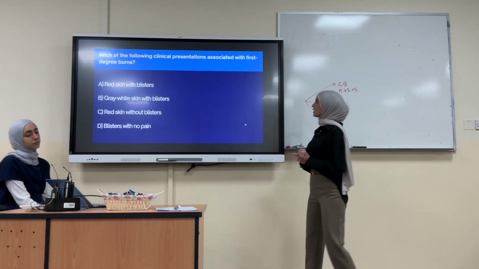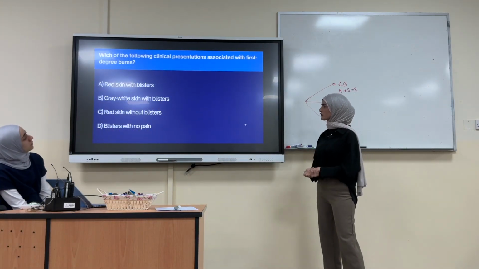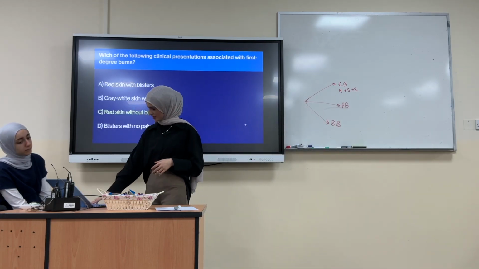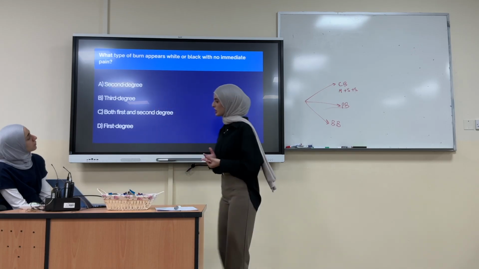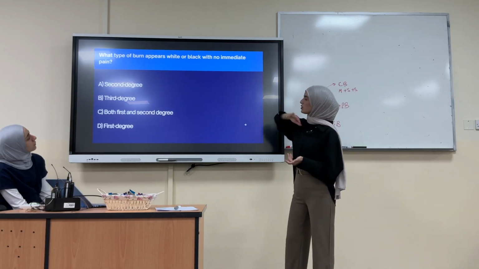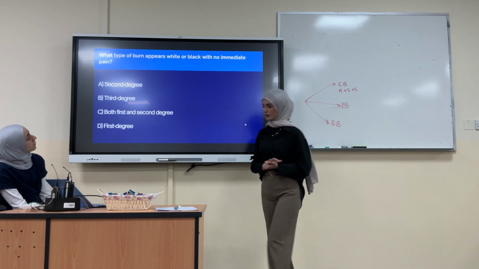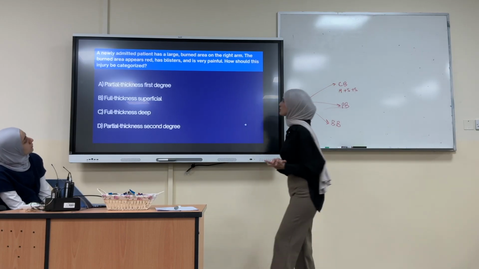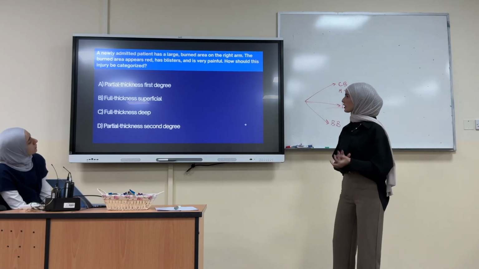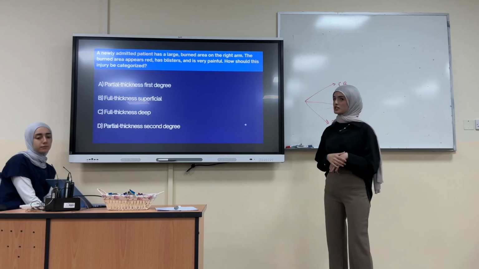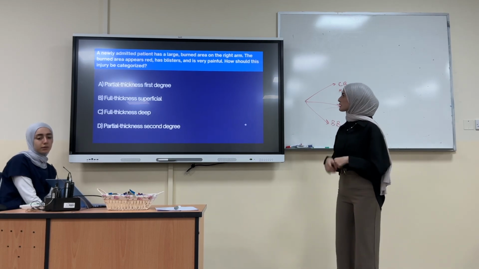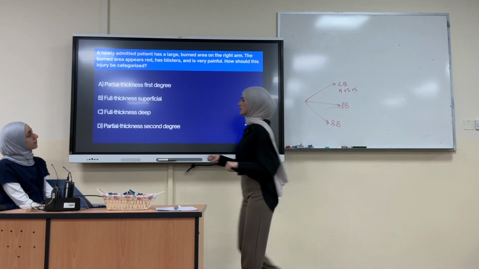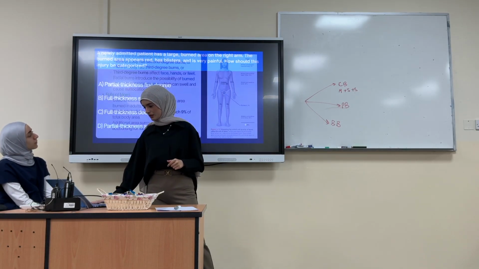Questions. Which of the following clinical presentations is associated with first degree burns? C? Yes. Okay, you are correct. It is C. What type of burn appears white or black with no immediate pain? Third degree burns. Right. A newly admitted patient has a large burned area on the right arm. This area appears red. It has blisters. It's very painful. What should it be categorized as? Partial thickness, second degree. Exactly. Partial thickness, second degree.